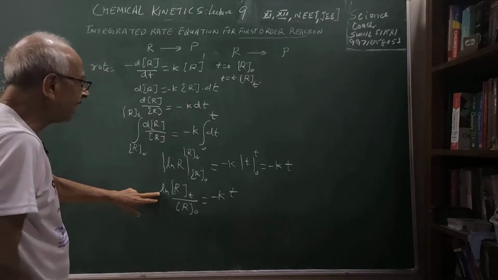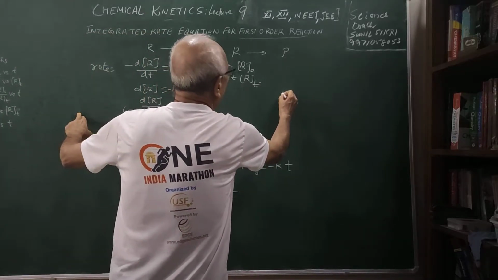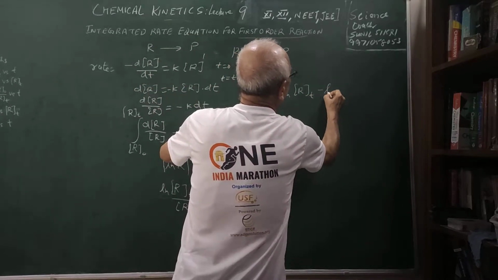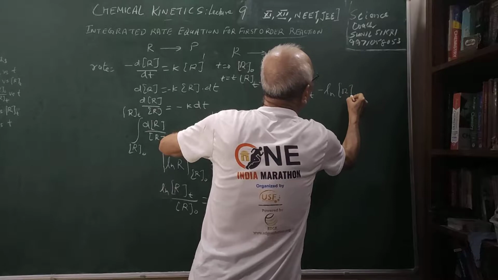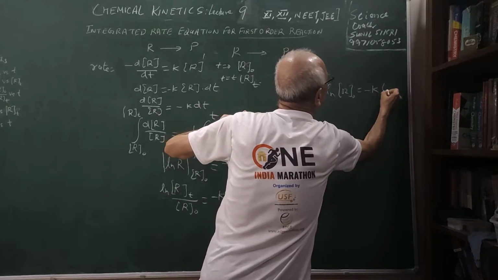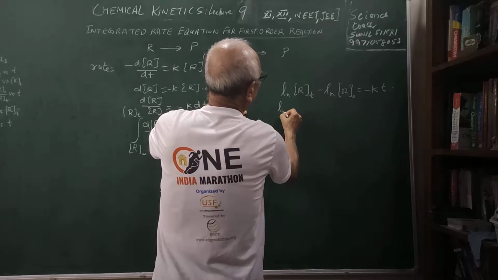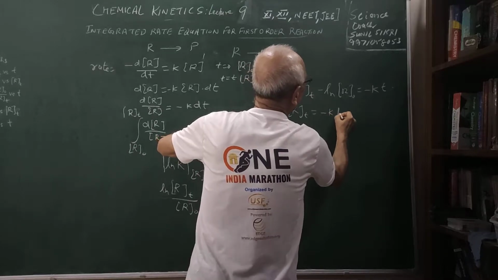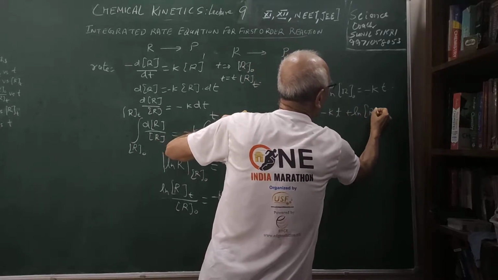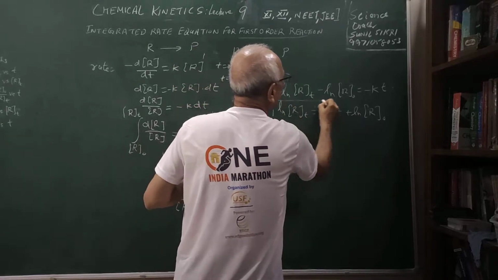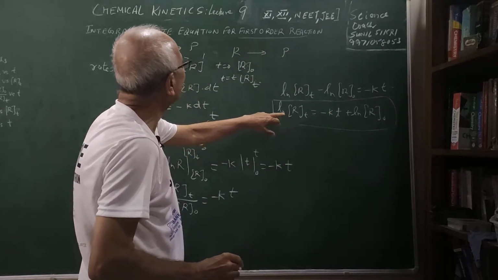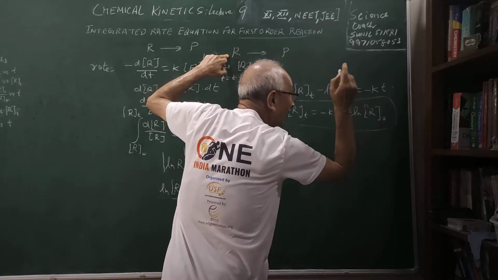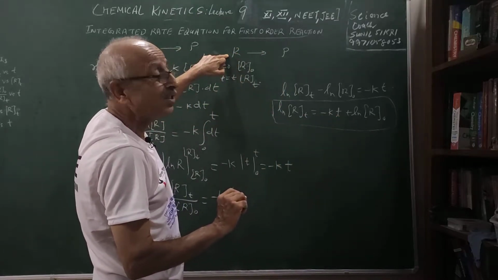So what you are getting, this equation I can express like this: ln of Rt minus ln of R0 is equal to minus kt. Or I can say that ln of Rt is equal to minus kt plus ln of R0. This is an important relationship. This is the concentration of R at time t, and this is the concentration of R at time t equal to 0. K is my rate constant.